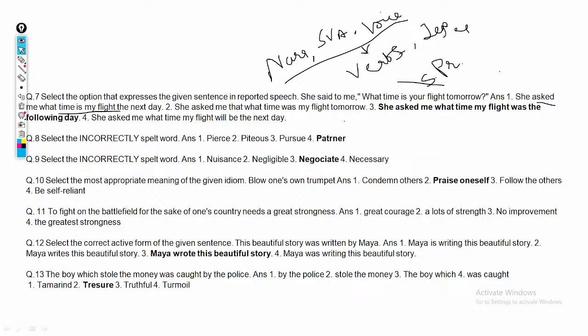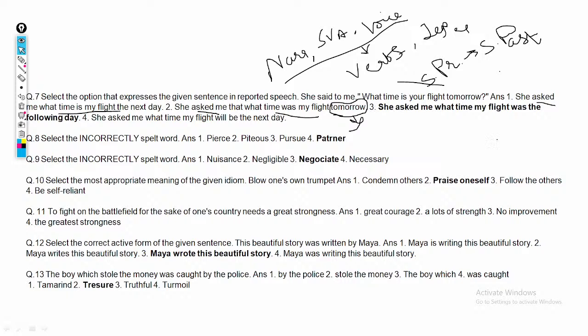Corresponding to simple present, our reported speech will be in simple past. Yes, right? The next one says, "She asked me what time was my flight tomorrow?" Here you will find that I think this is the correct answer because they have written "asked", my tense is also correct. But one thing they need to understand is we don't write "tomorrow" in the reported speech. No, we don't write that.